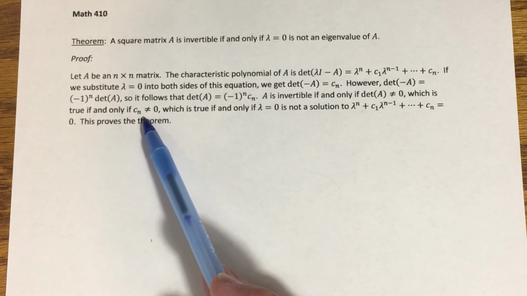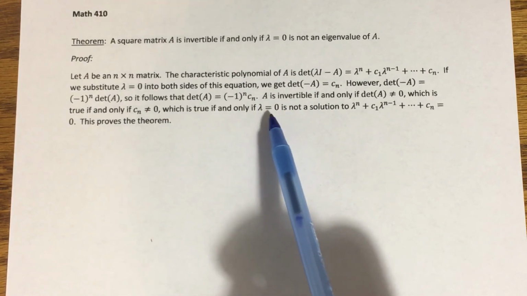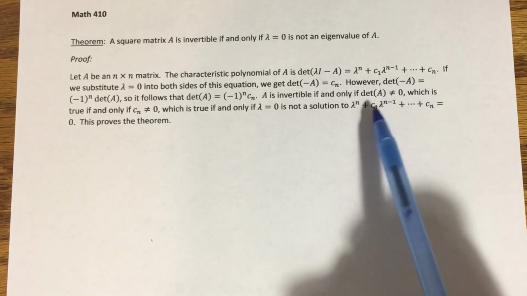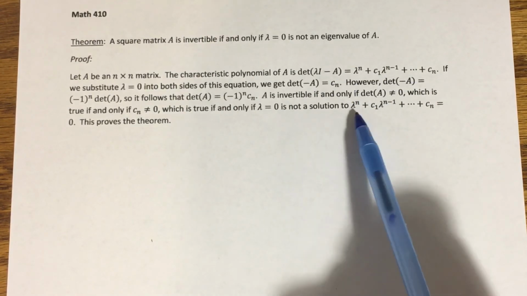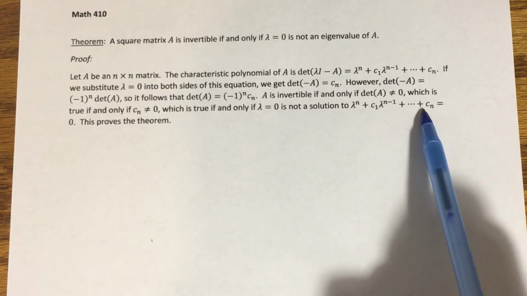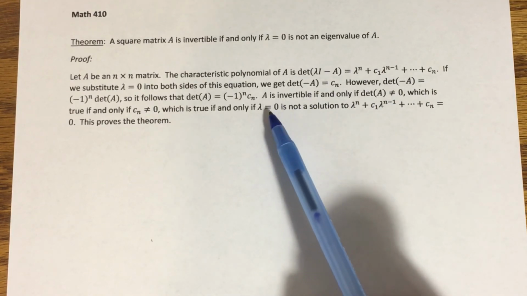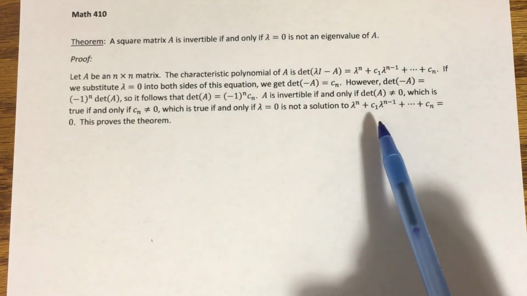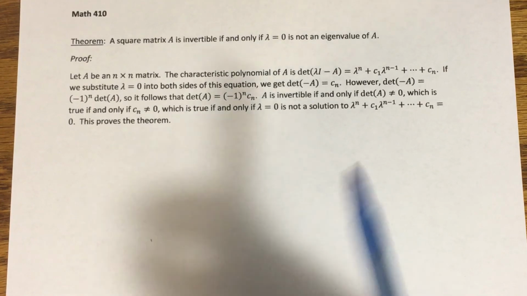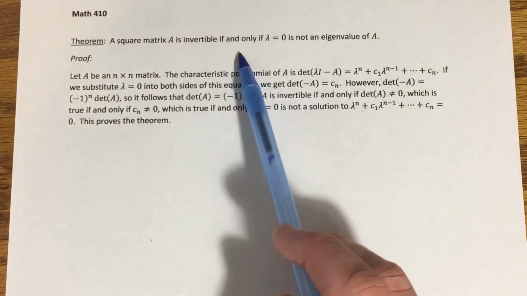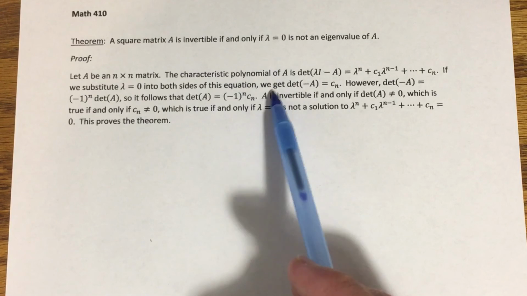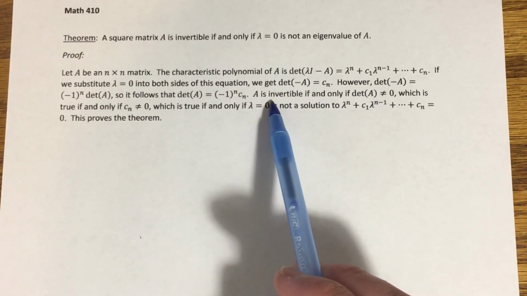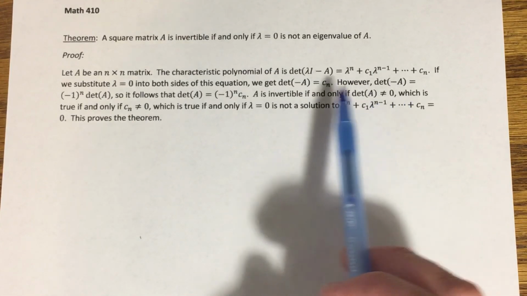But that can only be the case if 0 is not a solution to the characteristic equation where we set this equal to 0. Notice again, if I plug lambda equals 0 into this, the only way that 0 could be a solution to this is if that constant term was also 0. We occasionally see proofs like this where you have an if and only if statement, but you don't prove both directions separately because each step is what we call an equivalence already.